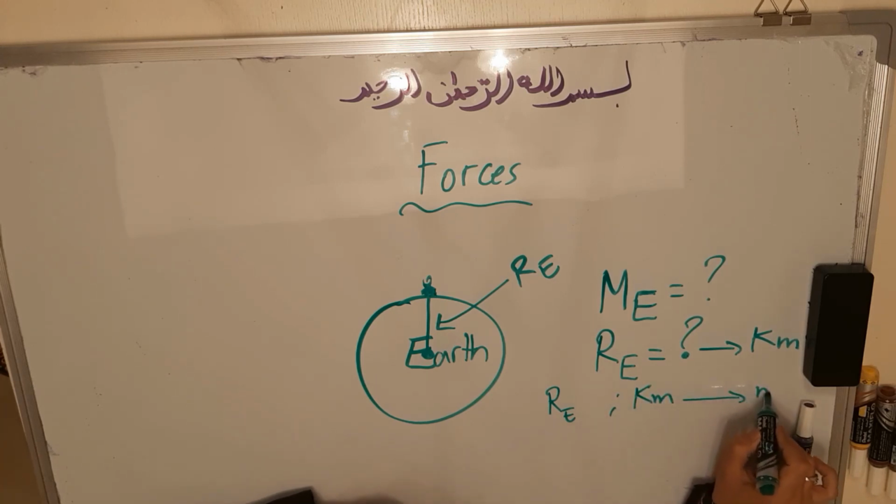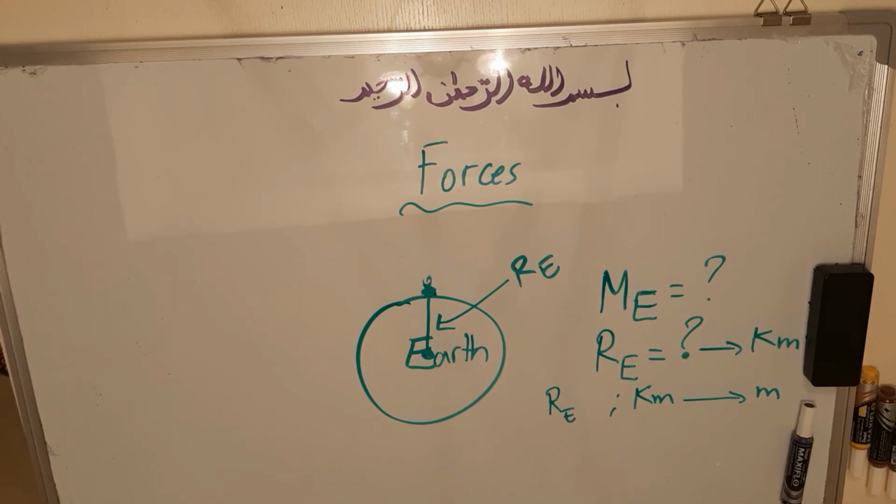To meters. King Henry doesn't usually like chocolate milk. You know, kilo, kilogram, it means 1000 grams. Kilo anything means 1000 of that thing. So kilometer means 1000 meters. So you're going to find RE in kilometers, convert RE to meters, square that, and then put it in the denominator.